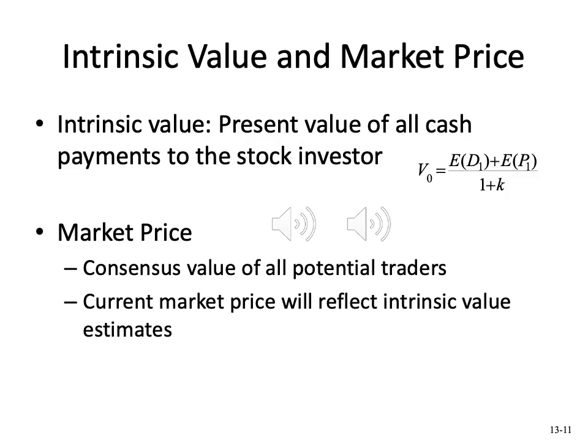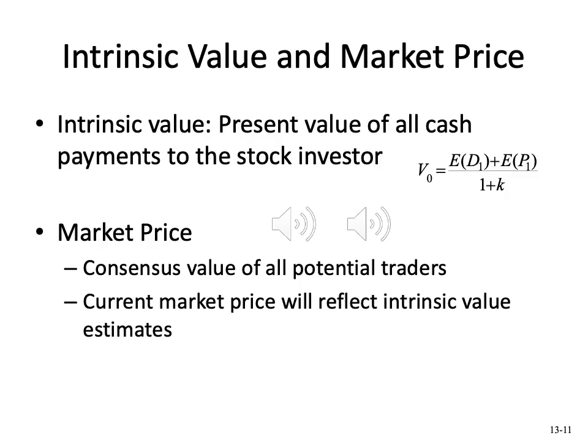The intrinsic value of the stock is the present value of all cash payments to the stock investors. If you want a formula, the intrinsic value of the stock is going to be the expected next period dividend plus the expected new price at the end of the next period, P1, discounted back at 1 plus K. So here the discount rate K is calculated from the CAPM model.